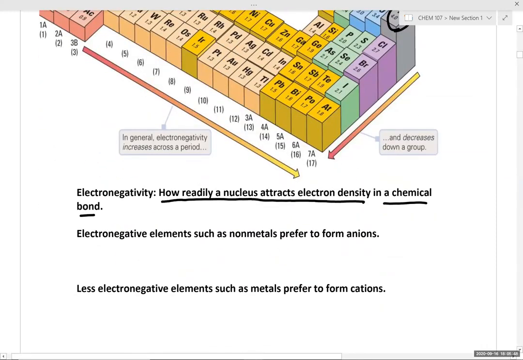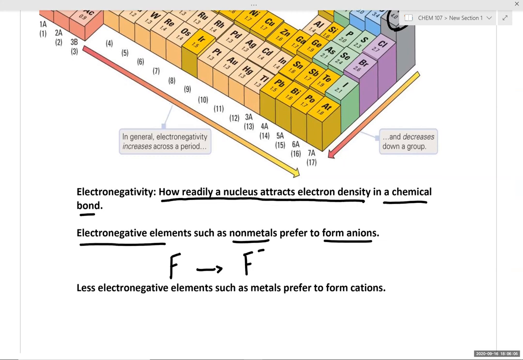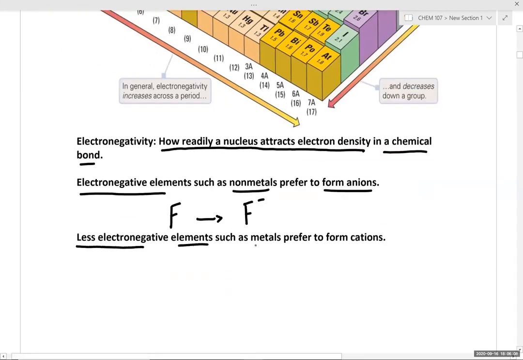So electronegative elements, such as nonmetals, prefer to form anions. That's why fluorine, in general, prefers to form the anion F minus. It wants to gain electrons. It's very electronegative. Less electronegative elements, such as metals, prefer to form cations. Less electronegative elements would rather lose their electrons. They don't hold on to their electrons very strongly. That's why something like aluminum, for example, would much rather form a cation, such as aluminum 3+.